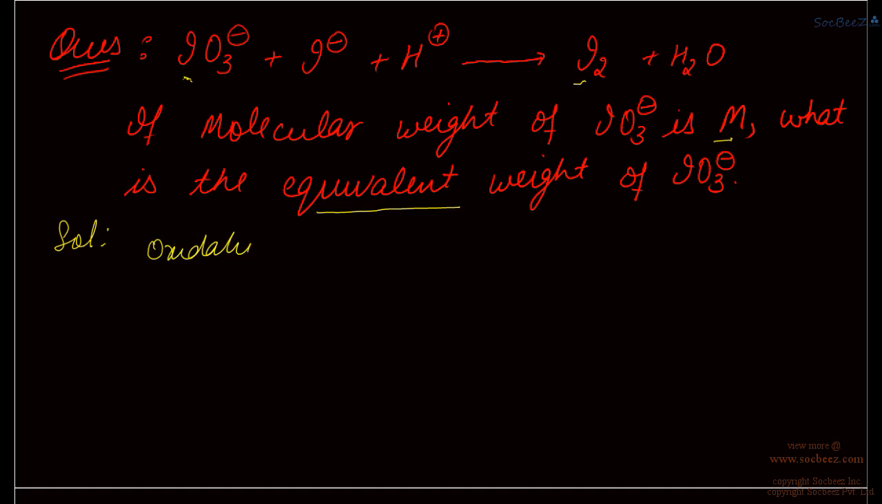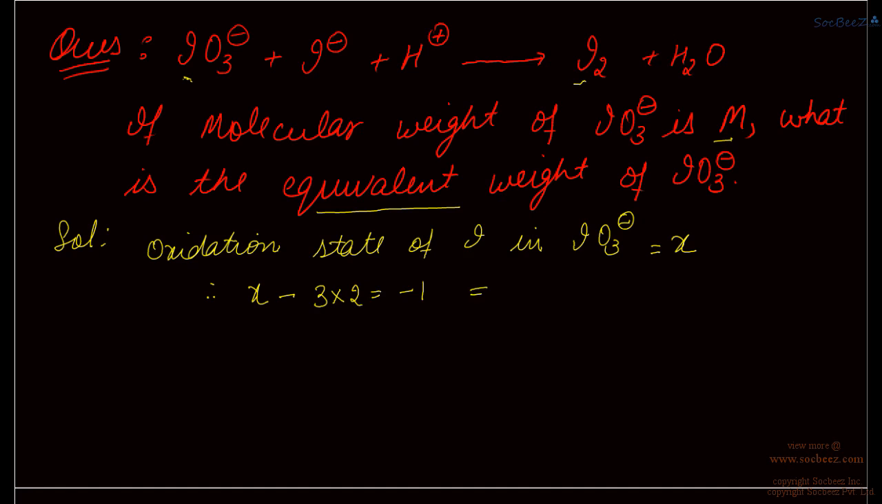Therefore, the oxidation state of I in IO3 negative is, let it be X. Therefore, X minus 3 into 2 gives us minus 1. From here, X equals 5.